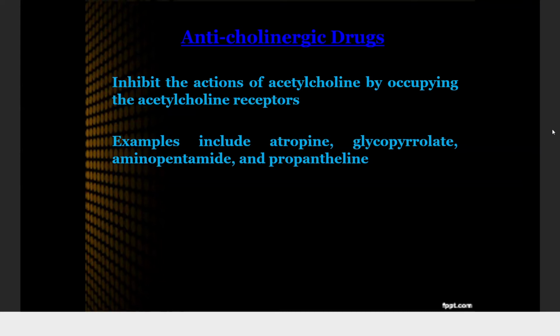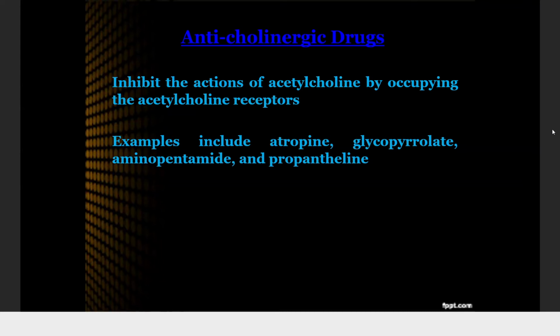Okay, so the half-life of atropine is 2 to 3 hours. You can design the dosage interval knowing the half-life of these drugs. It's 2 to 3 hours.